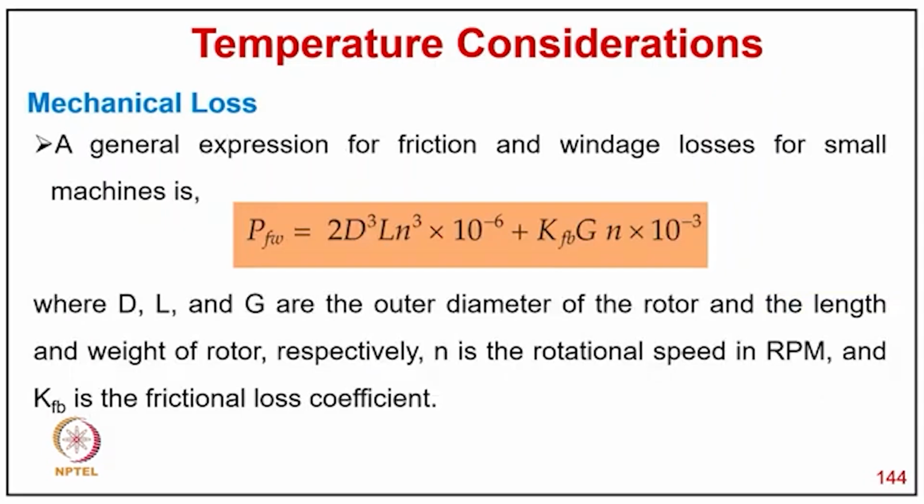Now a general expression for friction and windage losses for all machines is P_FW equal to 2 D squared L N cubed times 10 power minus 3, plus K_FB times G times N times 10 power minus 3. So D, L and G are the outer diameter of the rotor, and the length and weight of the rotor respectively, and N is the rotational speed in RPM, and K_FB is the friction loss coefficient.